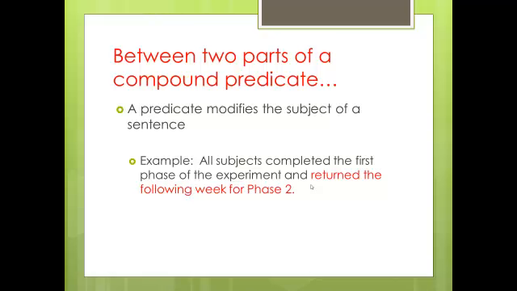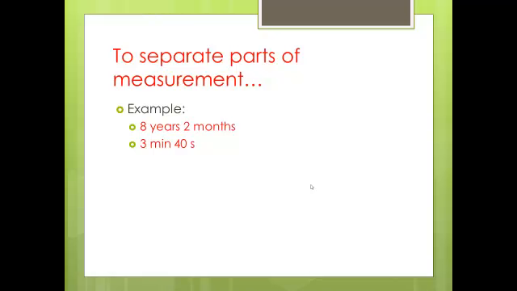Do not use a comma between two parts of a compound predicate. The predicate's purpose is to modify the subject of a sentence. In this example, if returned the following week for phase 2 is removed, we lose the meaning of the sentence. Don't use commas to separate parts of measurement. In these examples, no comma is necessary to state 8 years, 2 months, or 3 minutes, 40 seconds.